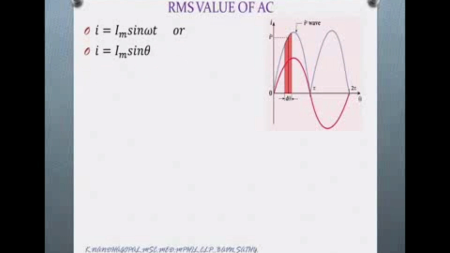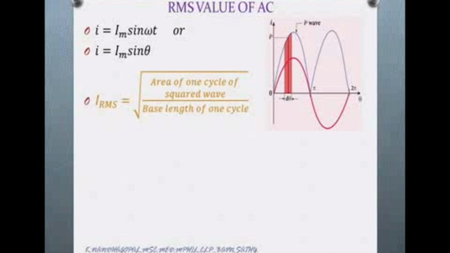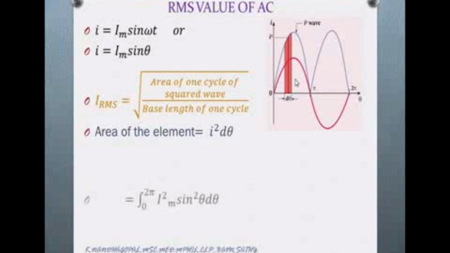You know that at any instant of time I equal to Im sin omega t. So I is equal to Im sin theta. So again, IRMS, root mean square, equals the area of one cycle of the square wave, positive half of the cycle, divided by the base length of one cycle. The base length is pi, you know that. So the area of the element is I square d theta. I is that shadowed region, the red color as usual. So I into d theta, you are multiplying that, you will get this area: I square into d theta.